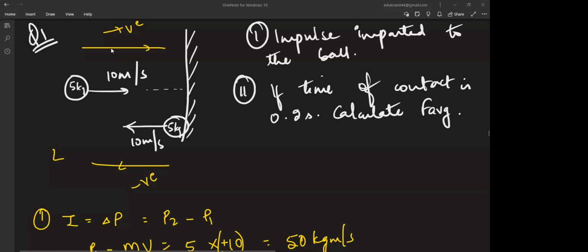Yes, for average force, you have to take the magnitude only. In the case of impulse, only in impulse, not otherwise. Okay, ma'am.